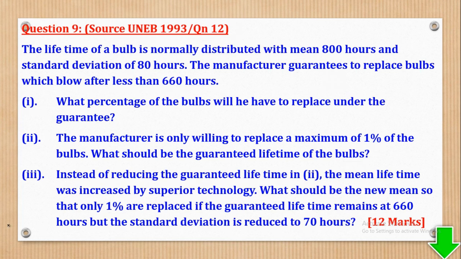So we shall start with Roman 1, where they want the percentage of bulbs that will have to be replaced under the guarantee. Remember, the guarantee replaces those which blow after less than 660. So that means that we have to first get the probability of x less than 660, after which we multiply by 100 to get the required percentage. So you should remember that the mean is 800 and the standard deviation is 80.